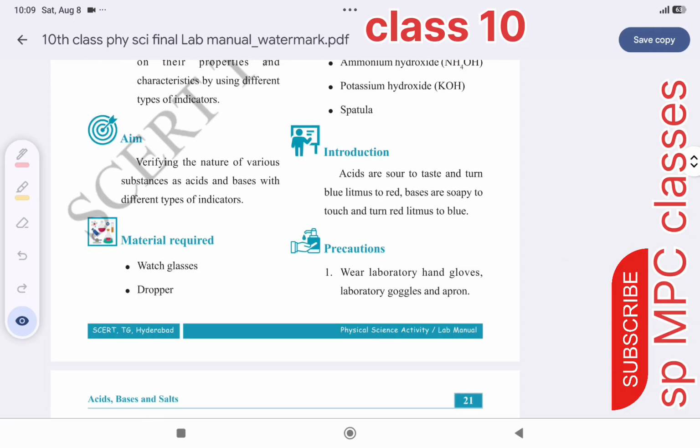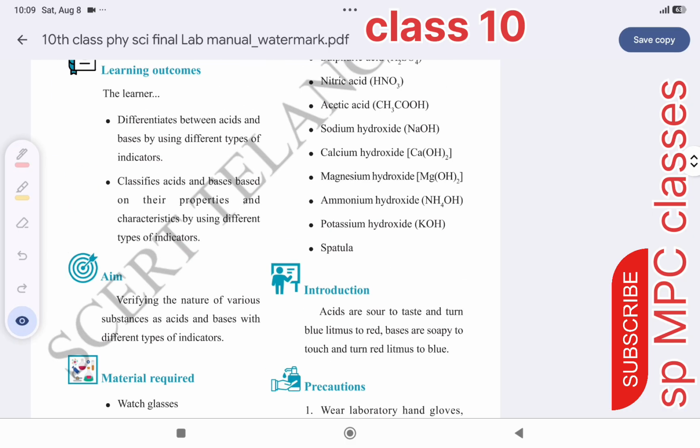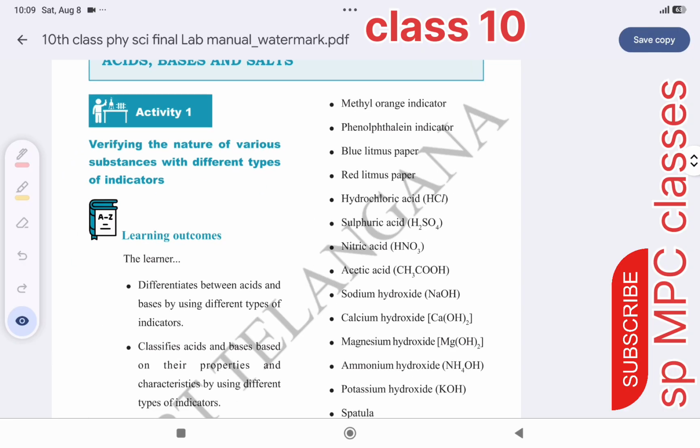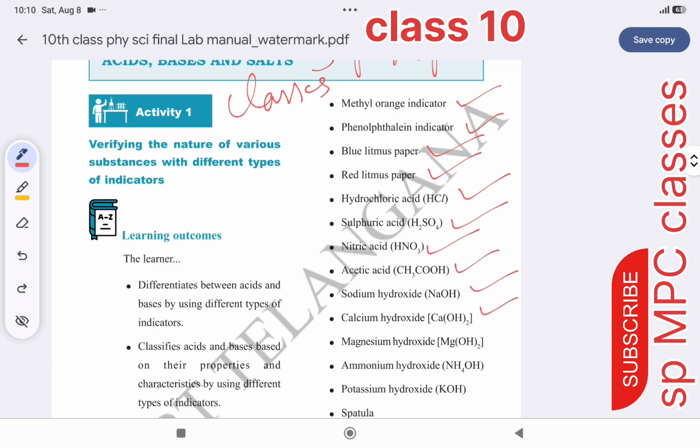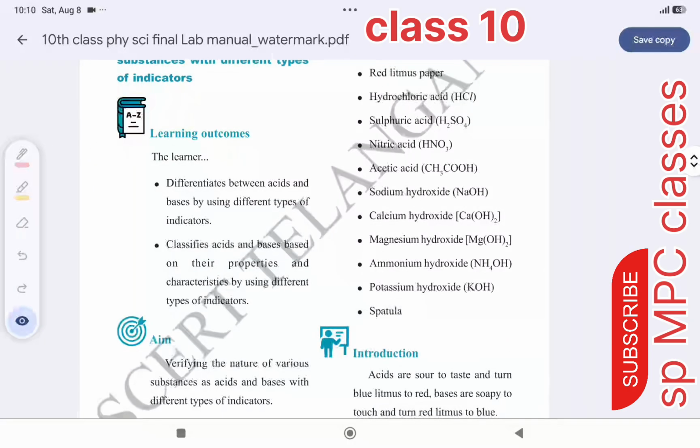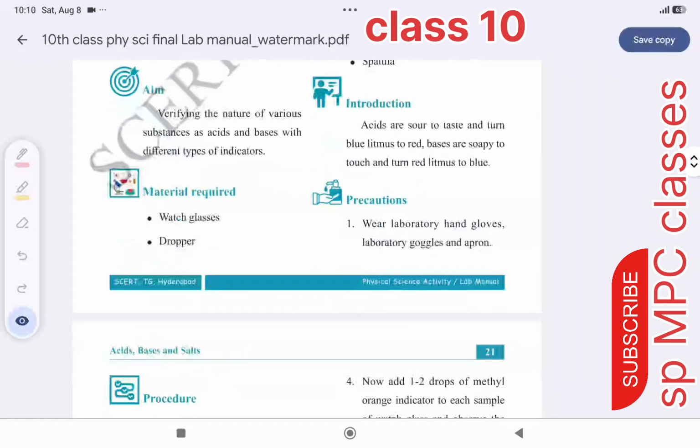First of all, we need materials. What we required: watch glass, dropper. Again we need a methyl orange indicator, phenolphthalein indicator, blue litmus paper, hydrochloric acid, sulphuric acid, nitric acid, acetic acid, sodium hydroxide, calcium hydroxide, magnesium hydroxide, ammonium hydroxide, potassium hydroxide, one spatula. Okay, so let us do this activity.